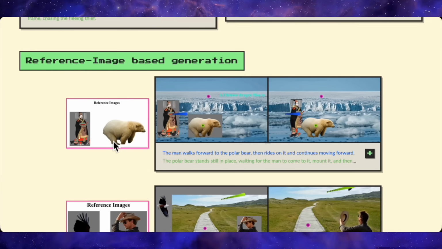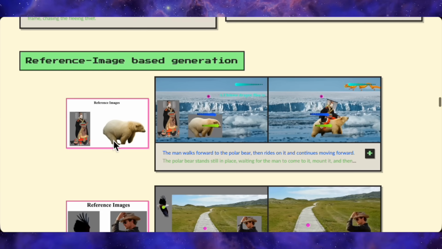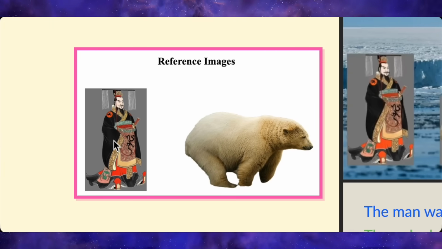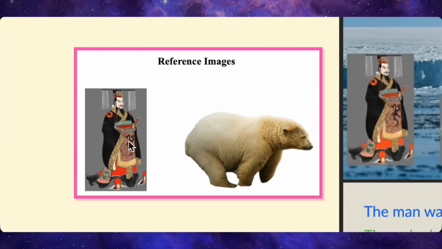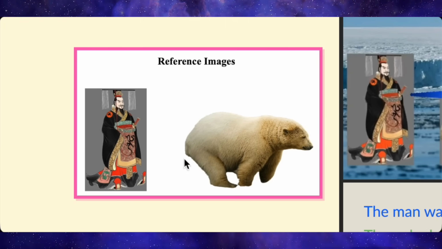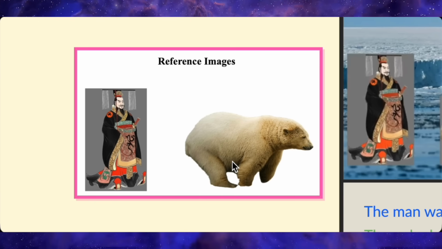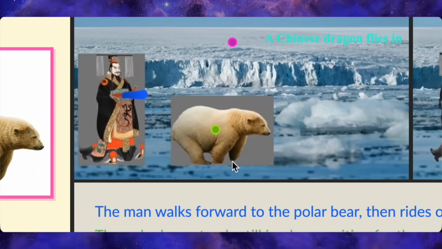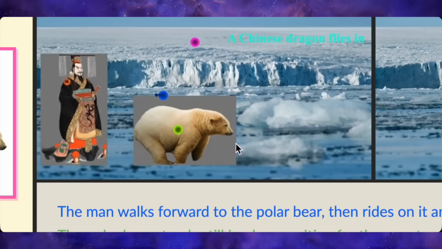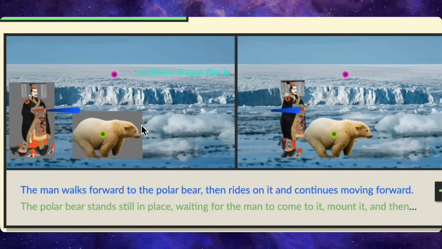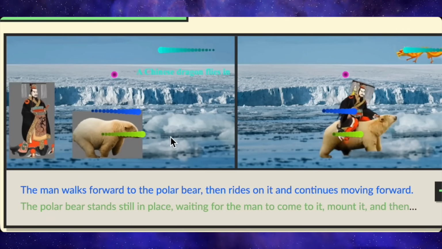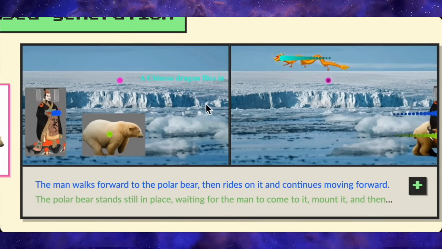One of the coolest features is reference image-based generation. You can take two completely different reference images, say a Chinese-style painting of a person and a white bear, and drop them onto a snowy mountain. You write a prompt and draw the paths, and suddenly the painted person is riding the white bear through the snow while a dragon flies overhead. It allows for some wild creativity.